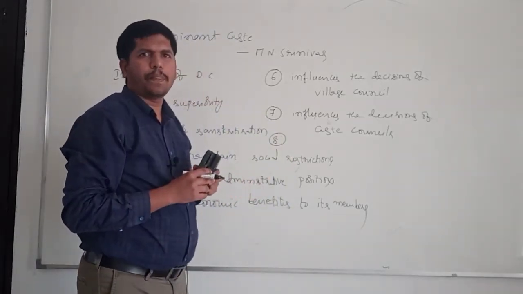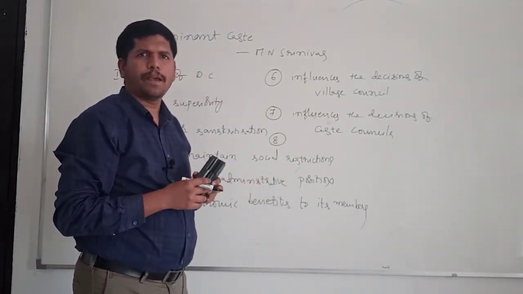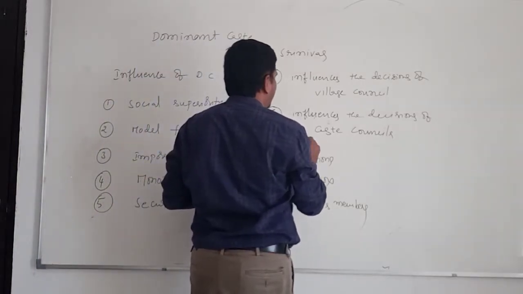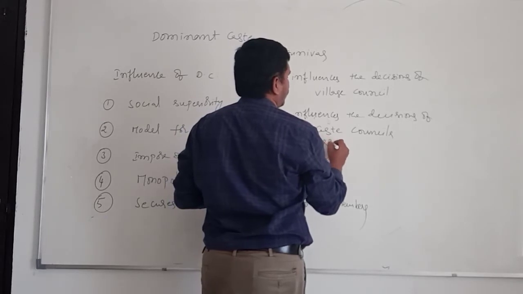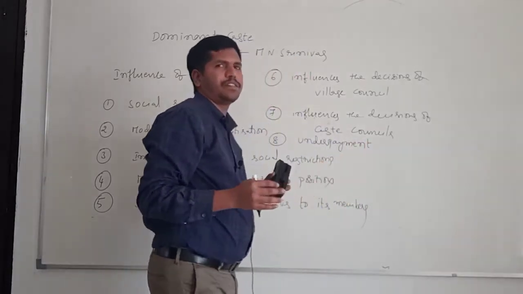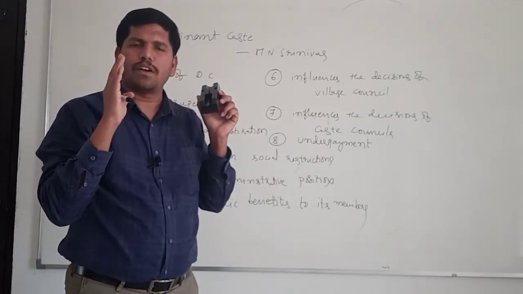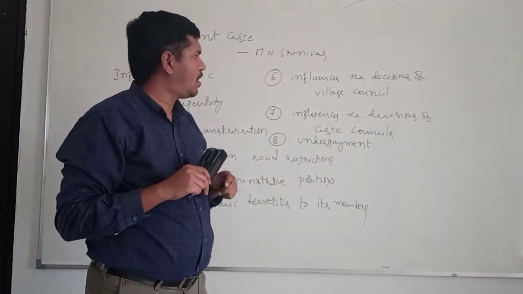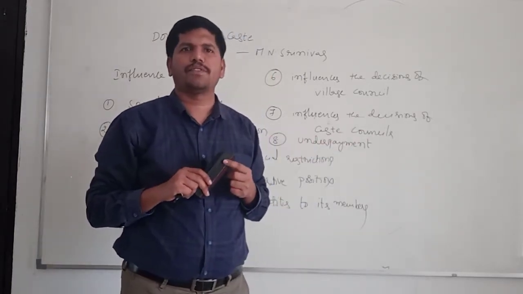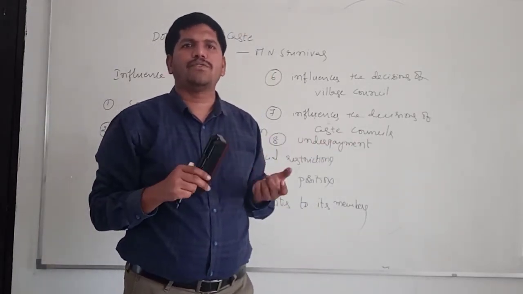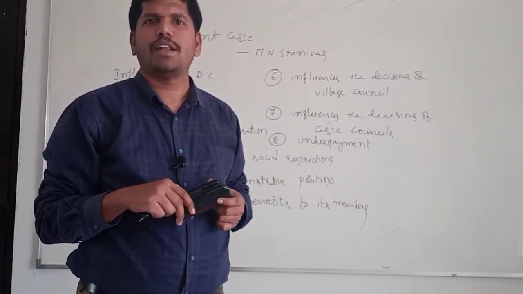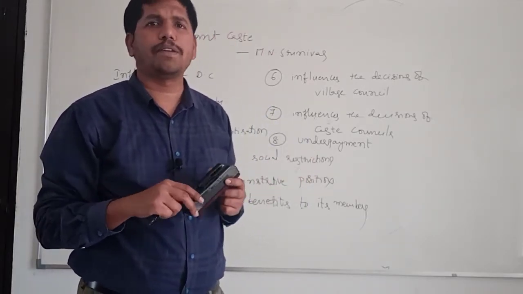Dominant caste people are more powerful. Generally, you can come across underpayment in some areas. Under dominant caste people, a lot of lands will be there, and the lower caste people work on those lands. After carrying out work, the dominant caste people may give very little payment, less than the minimum wages also. Underpayment will be there.